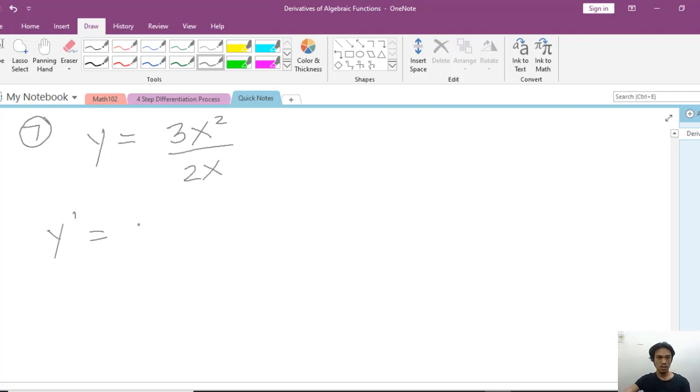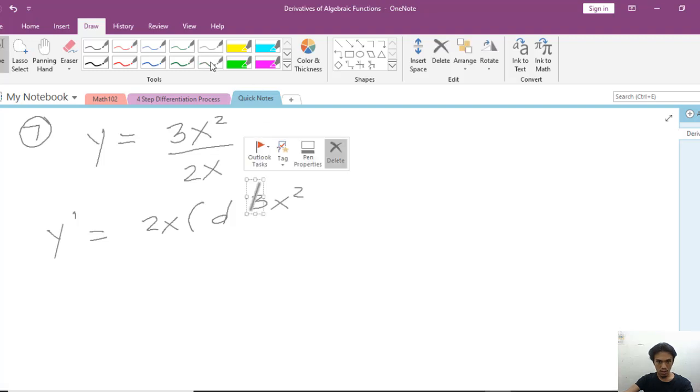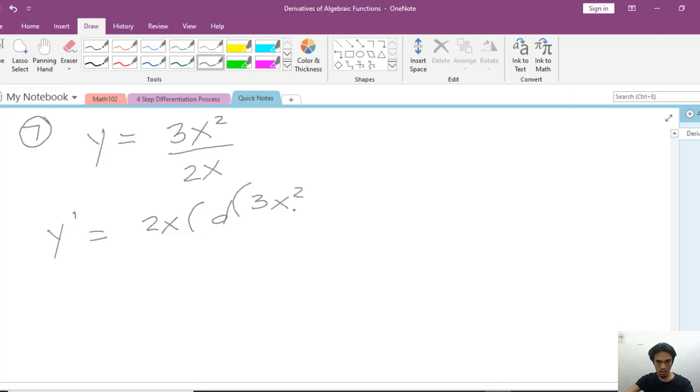Copy the denominator. This should be 2x times the derivative of the numerator, 3x squared, with respect to, of course, x for the first part, minus 3x squared times the derivative of your denominator, 2x, with respect to x.